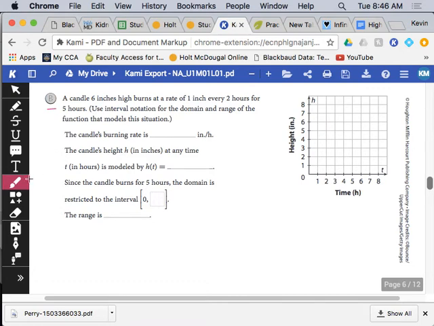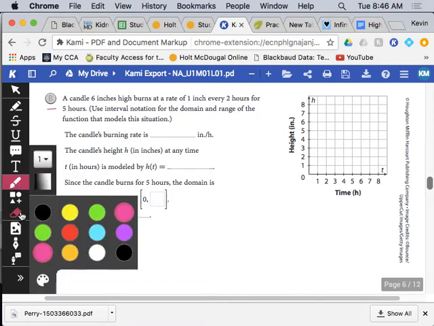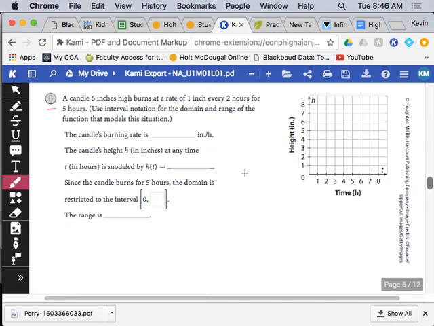A candle 6 inches high burns at a rate of 1 inch every 2 hours for 5 hours. Okay, so if it burns at a rate of 1 inch every 2 hours, the candle's burning rate is how many inches per hour? 1/2. Thank you, sir. 1/2 inch per hour. Okay. The candle's height, h, in inches at any time t in hours is modeled by h of t equals what?